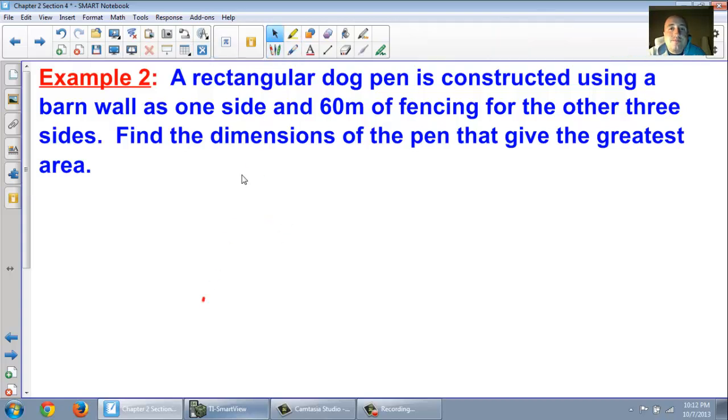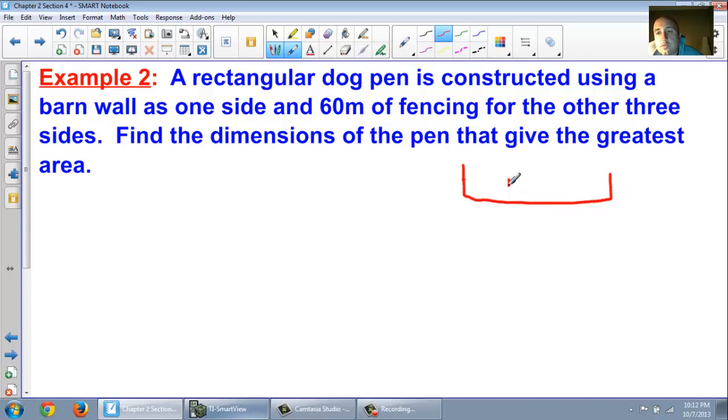We have a story problem, and it says a rectangular dog pen is constructed using a barn wall as one side and 60 meters of fencing for the other 3 sides. Find the dimensions of the pen that give the greatest area. Okay, so let's walk our way through this problem. So it says one side of your pen is a barn wall. So here's your barn.